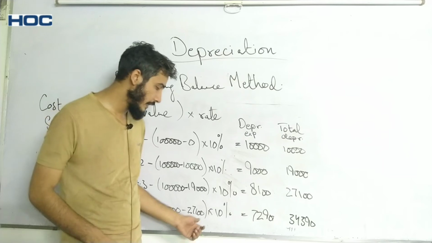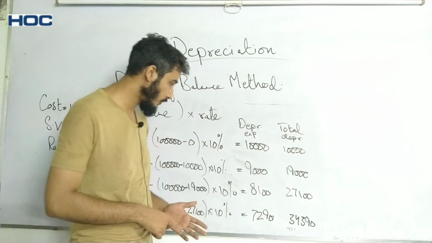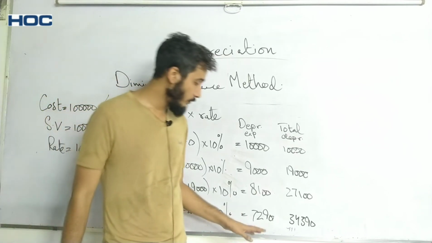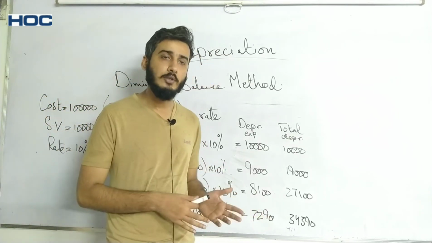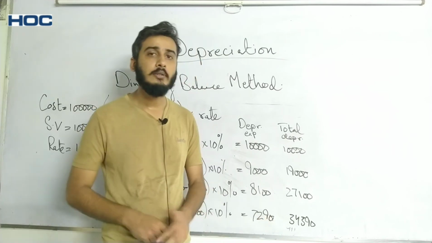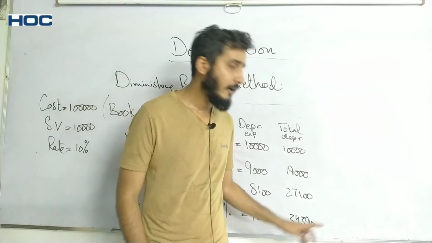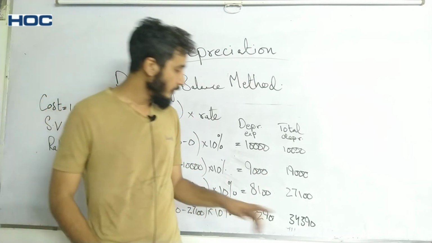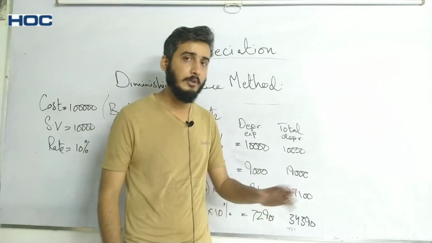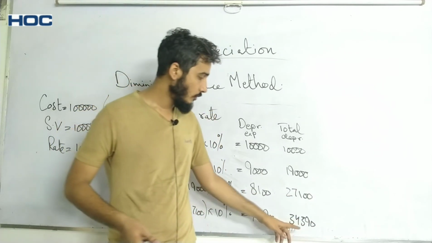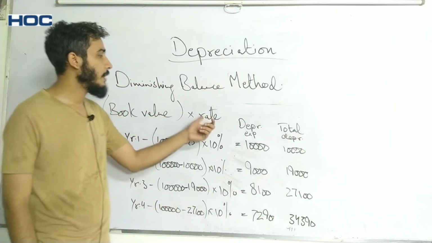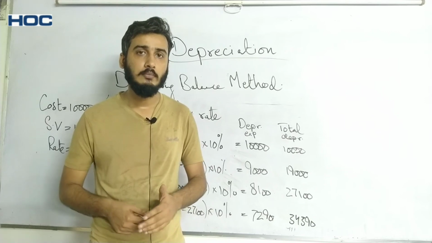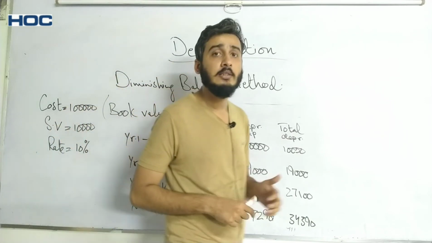Then 100,000 minus 27,100 in year 4, the total depreciation at the end of year 3, multiplied by 10%, and we have the depreciation expense for the year 7,290. And here we have the total depreciation. So in every next year, you have to take the total depreciation of the last year. So you will get the book value, and by multiplying that with the rate, you will get the depreciation expense for the year. Now that was all for the diminishing balance method.